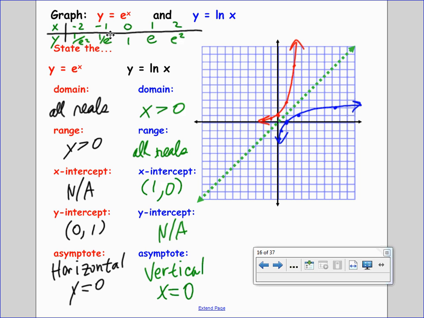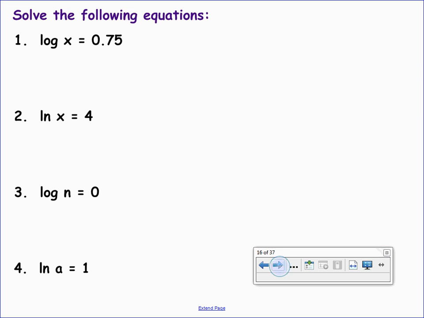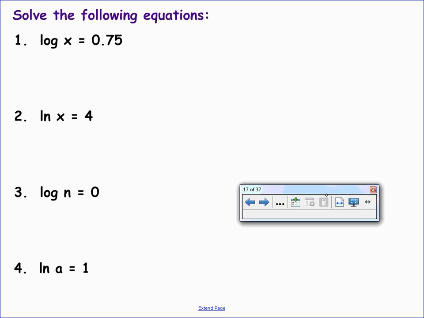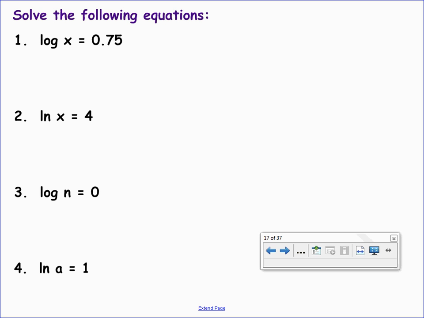What questions do you have on our common log graph, ln of x? Great. Then you guys are doing very well. We can go ahead and now apply our solving equations from last class in Lesson Master 9.7 in the arena of common logs and natural logs. Let's go ahead and do a couple together.